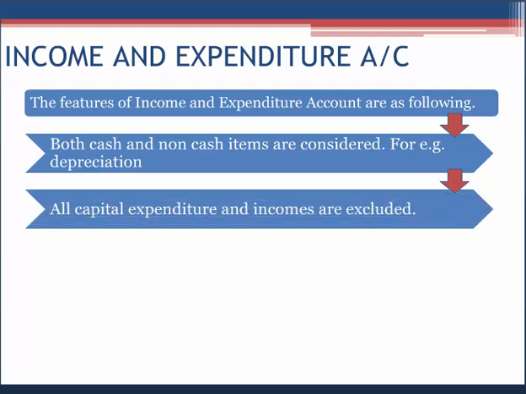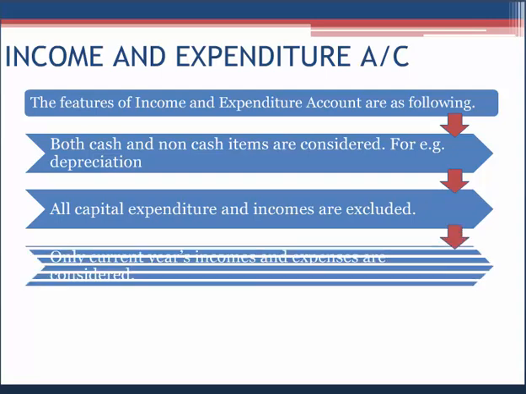Next one, the point number 6. All capital expenditures and income are excluded from the income and expenditure account. If you remember, just 2 or 3 slides back, we were doing receipts and payments, and it said it records both capital as well as revenue items. However, income and expenditure excludes the capital items. It does not record the capital expenditure, it does not record the capital incomes. Items like purchase of furniture, which was included in receipts and payments, will be excluded from income and expenditure. It is not a revenue expense. It's a capital expense, and hence it will not appear in income and expenditure.